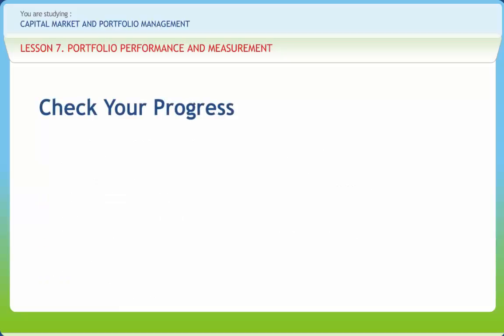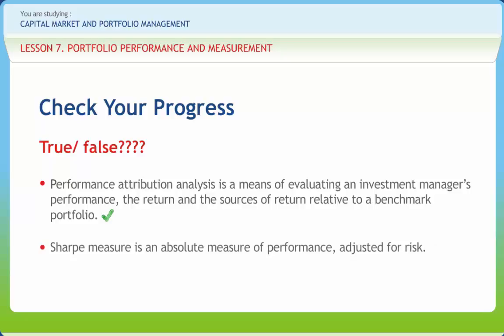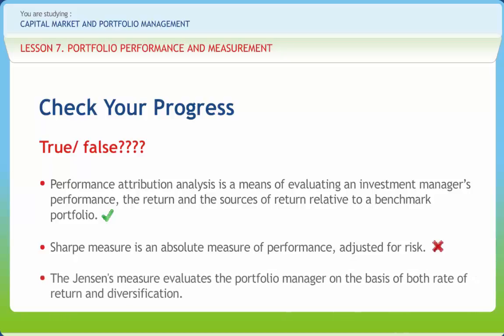Now let us check if we have understood the various concepts discussed in this lesson clearly. Performance attribution analysis is a means of evaluating an investment manager's performance, the return and the sources of return relative to a benchmark portfolio. Right or wrong? Right. Sharpe measure is an absolute measure of performance adjusted for risk. Right or wrong? Wrong. The Jensen's measure evaluates the portfolio manager on the basis of both rate of return and diversification. Right or wrong? Wrong.